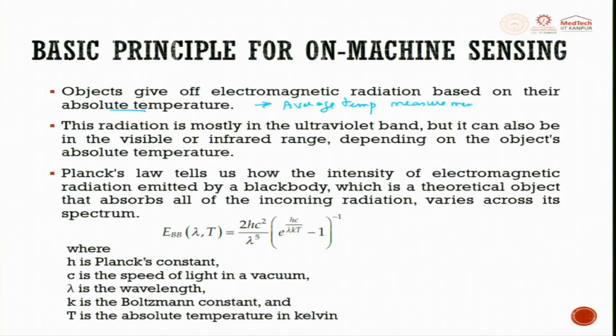If you want to do it at a point, it is very difficult. You can use IR laser assisted sensors that give you a point but not an area. But when we use infrared imaging cameras, it is averaged out, but you can get a large area. So you have to hit a trade-off. This radiation is mostly in the ultraviolet band, but it can also be in the visible or infrared range, depending on the object's absolute temperature.